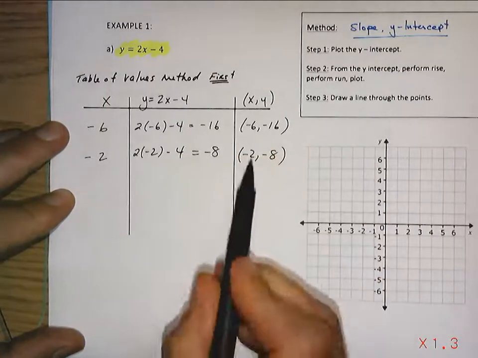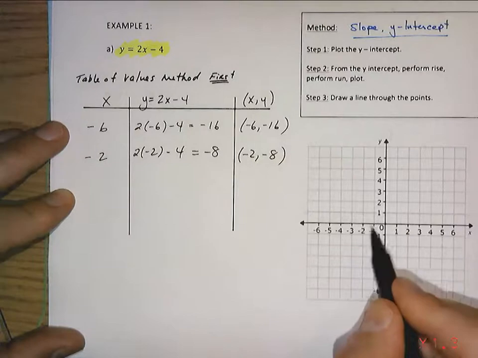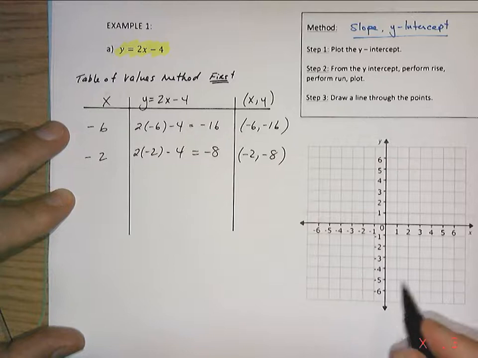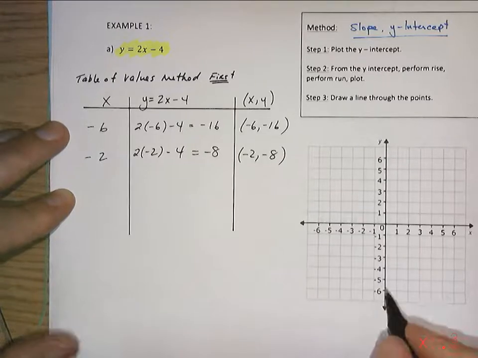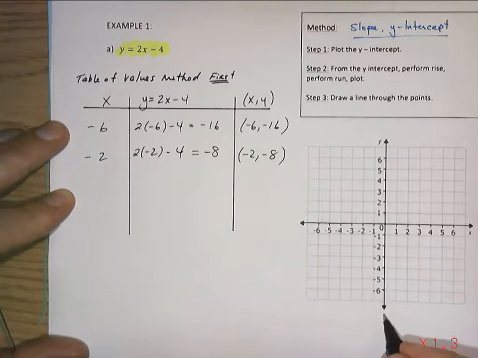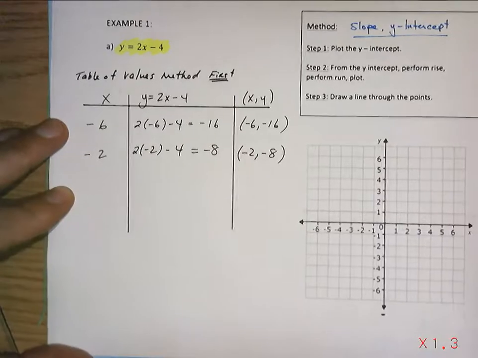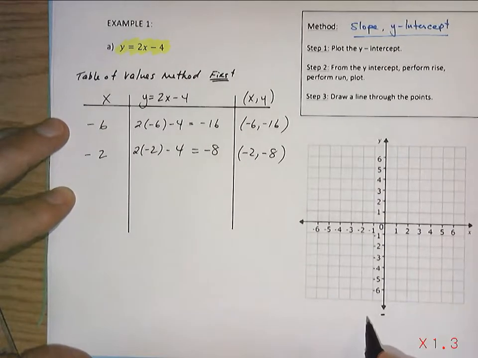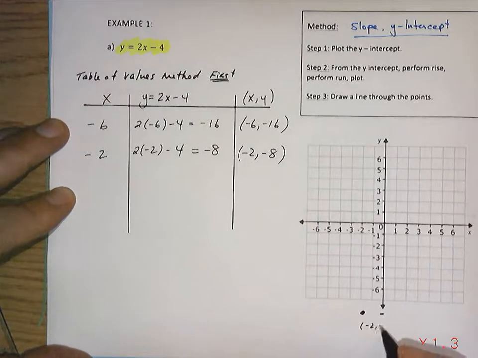Now, this is my x and this is my y. So -2, -8. Okay, so again, -8, not a really good idea. However, it's not as bad as -16 because I could estimate where that is, and I could do better than estimate. I could actually draw it out. But -2 and -8, we would assume would be about here. Okay? -2, -8.